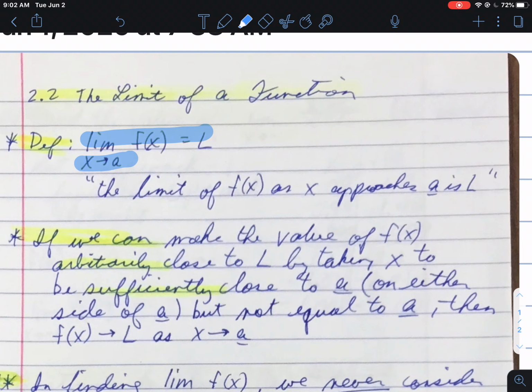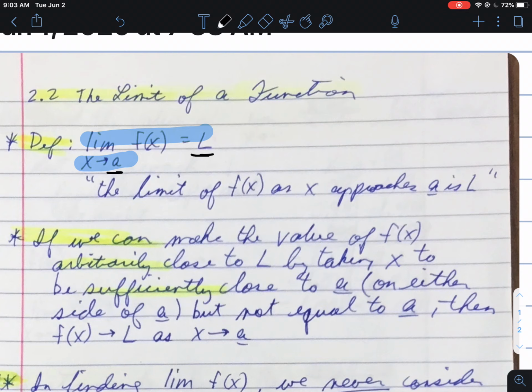Now this L value, that's the value of the function. That's a y value. So always keep in mind that this a value is an x value, and the L value is a y value. You're plugging in values of x that are getting closer and closer to this a value, and we want to see what the function values are as we plug in those values for x. And if the function values are getting closer and closer to some number, and that's what we saw in the example previously, then that's your L value, that's your limit. So then we say that the limit of f of x as x approaches a is L.